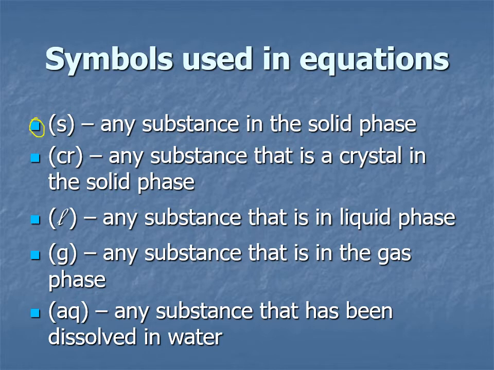Well, one common one is a lowercase s in parentheses. This is going to represent anything in the solid phase. So anything with an s after it in parentheses would be solid phase. Less used these days, but it used to be used a lot more. I have some really old textbooks from 50, 60, 80, 100 years ago, and they sometimes use a cr instead of an s in their equations. The cr simply meant that it's a crystal. Now, we still know they're crystals, but chemists have generalized that a little bit just to call them solids at this point.